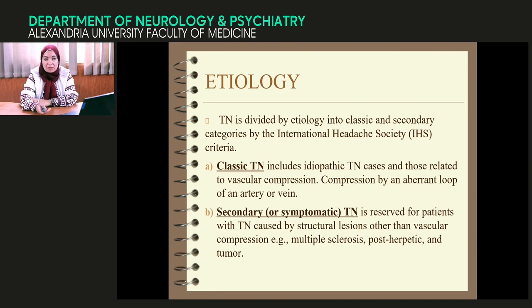Secondary or symptomatic trigeminal neuralgia is reserved for patients caused by a structural lesion other than vascular compression, as we said in the classic type. This means the structural cause may be inflammation, vascular, demyelinating, post-herpetic, or a space occupying lesion. This is why it is secondary. In this case, trigeminal neuralgia is a symptom of another disease.